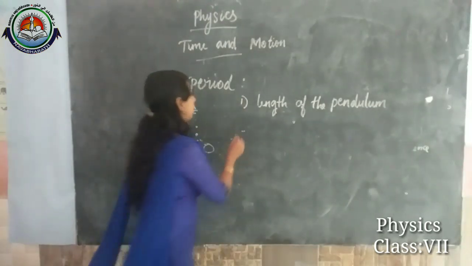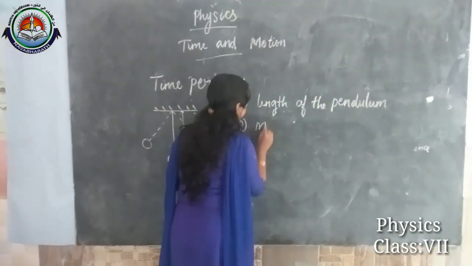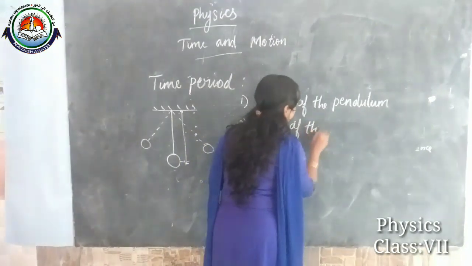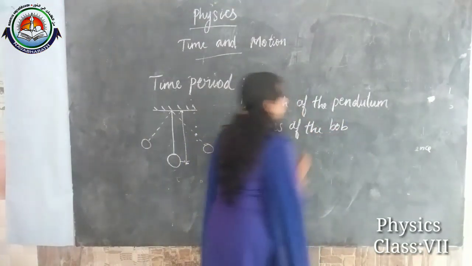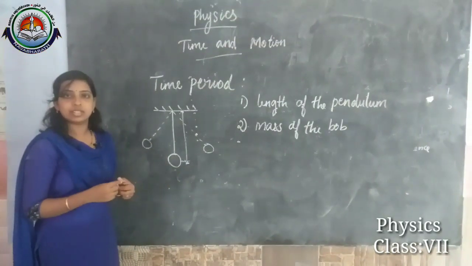And the second one we consider is the mass of the bob. What is mass?